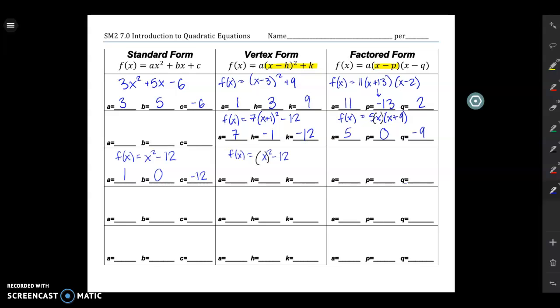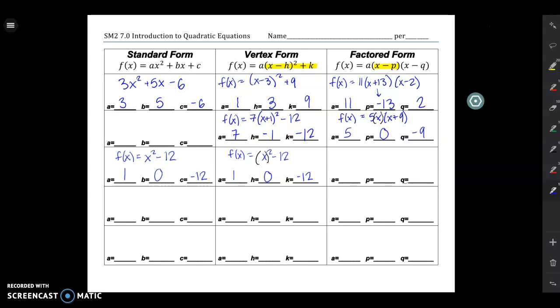Okay, let's go through and identify A, H, and K, and that might help you see even more how this one's in vertex form. So your A is the number in front, and in this case there is no number, so it's just going to be a 1. Your H is the number that you're subtracting from the x. And in this case we're not subtracting anything, so our H is 0. And the K is the number that we're adding on the end, so in this case it's going to be a negative 12.